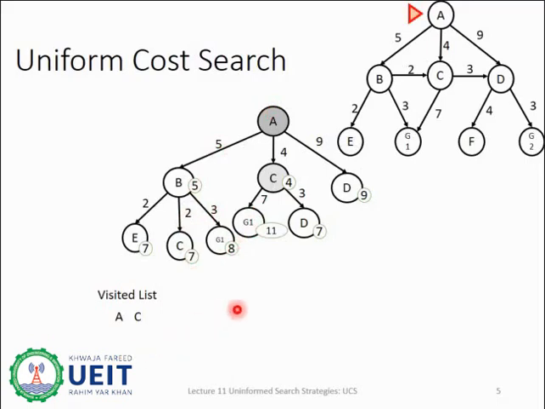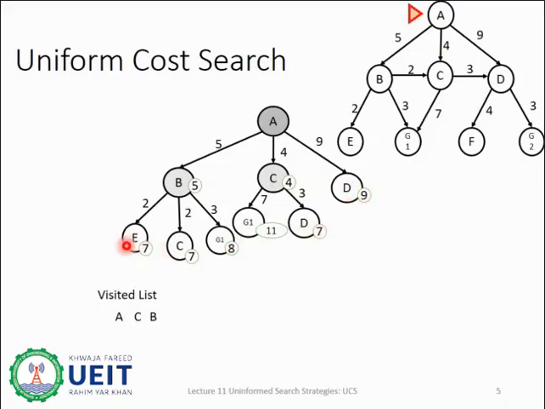Now at this point, we have visited B, and B will be added into the visited list and it will be turned grey. Now we have 6 active paths, that is E, C, G1 with the cost of 8, G1 with the cost of 11, D with the cost of 7 and D with the cost of 9. We will explore that path which has the minimum cost.